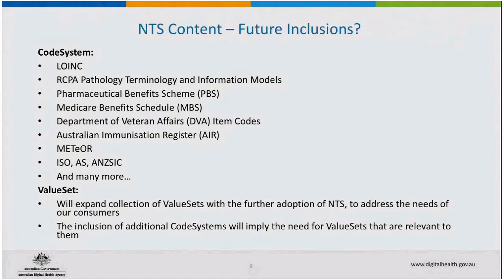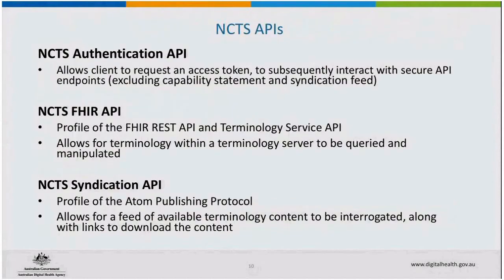So we'll now go over the APIs that are available within the NCTS, since this is likely what you're all interested in, really. The NTS FHIR API is really the bulk of what's on offer, but I'll quickly go over the auth service, the authentication service first, so we can focus on the important stuff. Basically, the authentication endpoint will allow a client to request an access token that will be required for subsequent authenticated requests, and it's pretty much as simple as that.